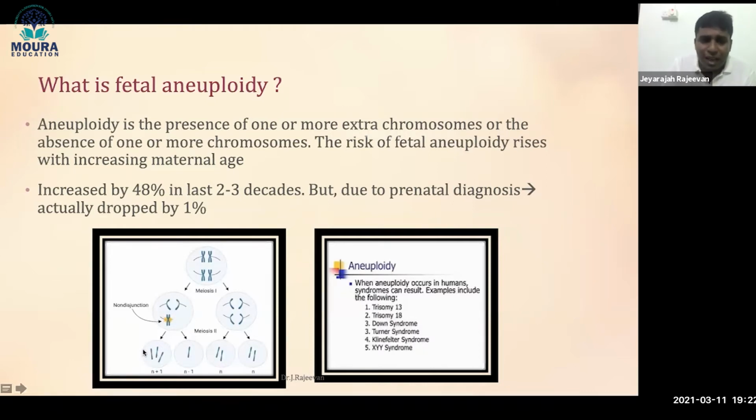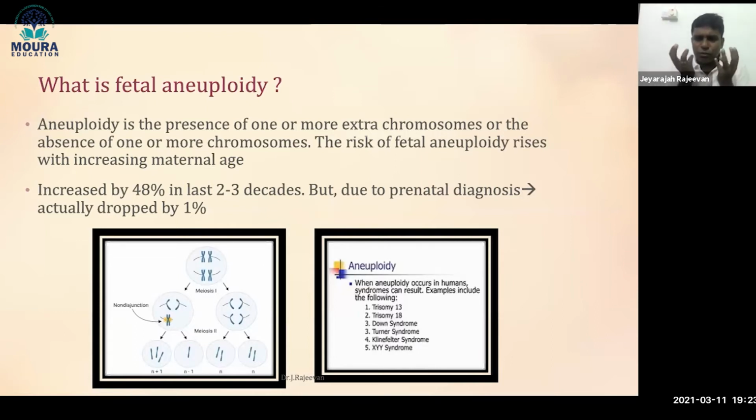So, trisomy, having 3 chromosomes, can occur in any of your 23 chromosomes. Not all the chromosomes, any of your chromosomes. Like maybe in the first chromosome you can have 3, and the rest of the things are normal. Second chromosome you can have 3, rest normal. Third chromosome you can have 3, rest normal. Do you understand what I'm telling?